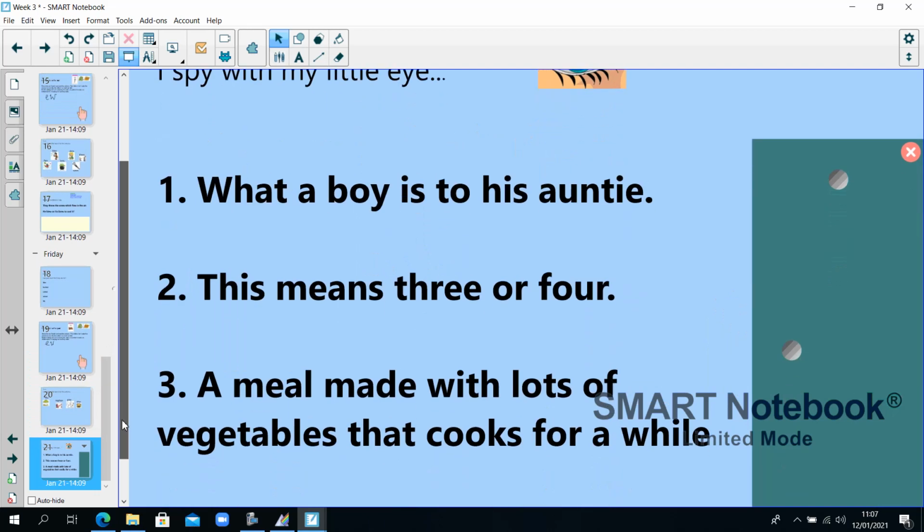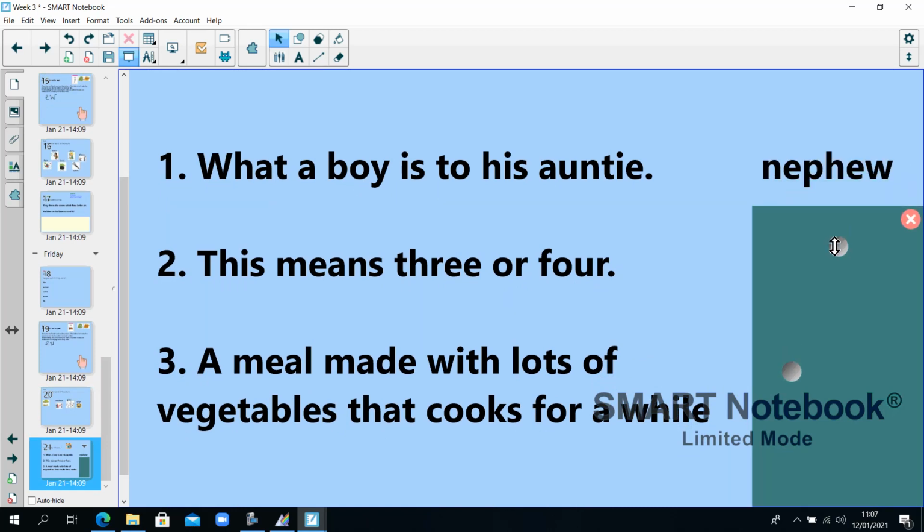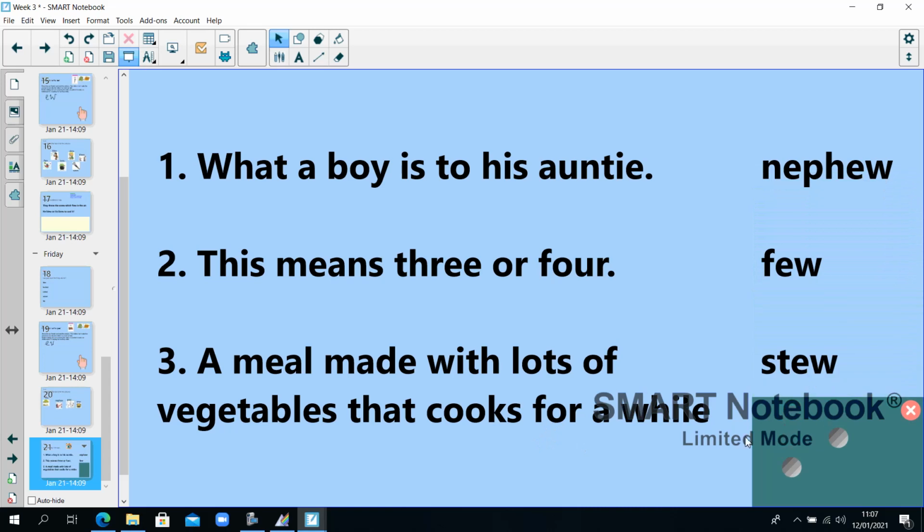And finally, remember we're looking at E, W for U. What a boy is to his auntie. Oh, we've just thought about this one. What a boy is to his auntie. He's a nephew. This means 3 or 4. Few. And a meal made with lots of vegetables that cooks for a while is a stew. Well done. That's the end of phase 5A, week 3.